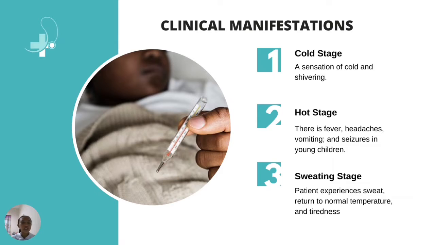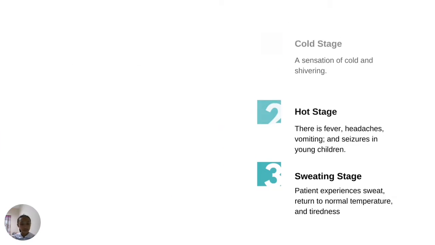So we have here the clinical manifestation. Usually in the first stage, we have the cold stage, the sensation of cold and shivering. So it will manifest like flu-like symptoms. In the hot stage, there could be fever, headaches, vomiting, and seizures, usually in young children. And the sweating stage, the patient experiences sweat, also called diaphoresis, excessive sweating, a return to normal temperature, and tiredness.